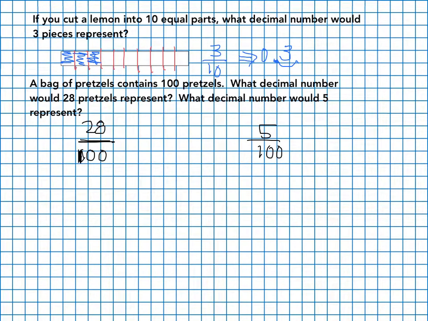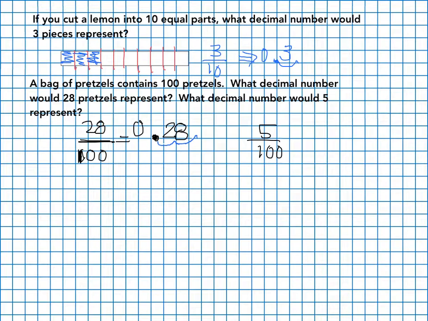Now the question asks us what decimal number would represent 28. This right here is fraction form. We want it in decimal form, which means we need a decimal point. So first we put our number, and that's going to equal 28 something. How many zeros do we have? We have 2 zeros, so let's move 1, 2, and this is where our decimal point goes. Then we fill in with our 0. So 28 hundredths.